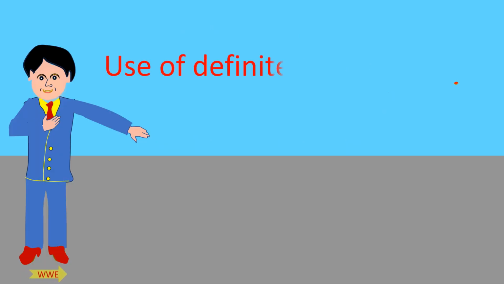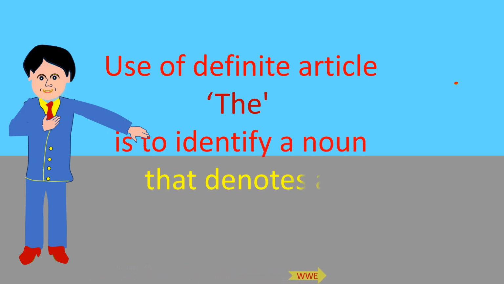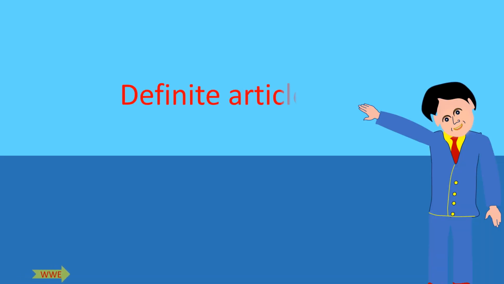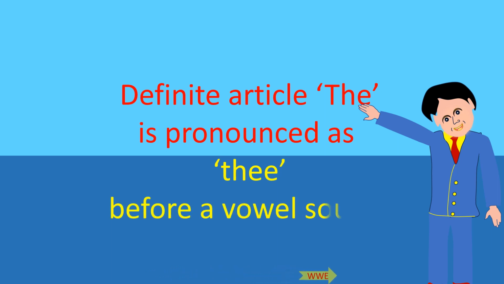The use of the definite article "the" is to identify a noun that denotes a particular class of person or item. The definite article "the" is pronounced as "thee" before a vowel sound. It is pronounced as "thuh" before a consonant sound.